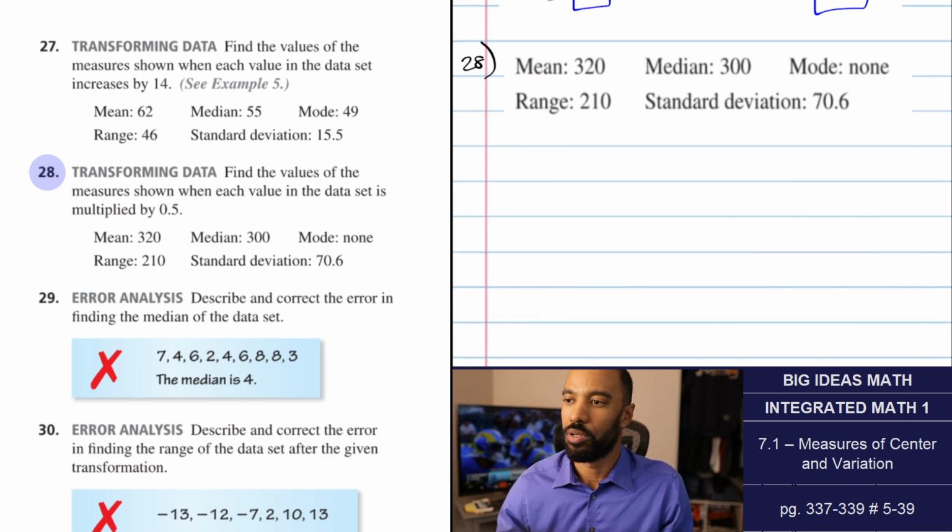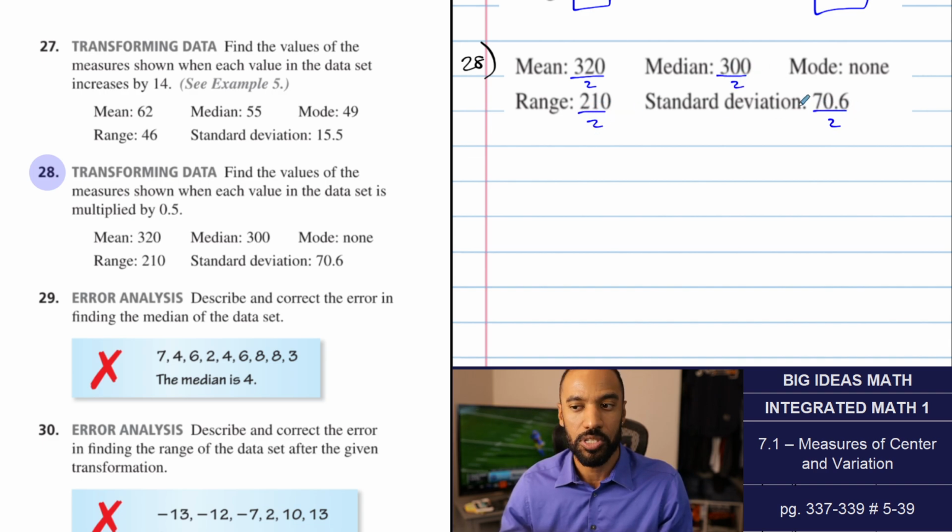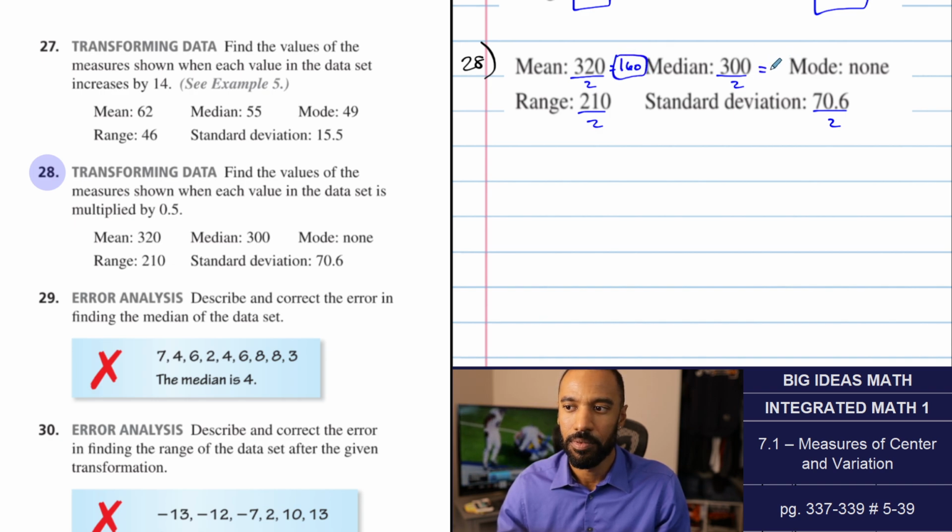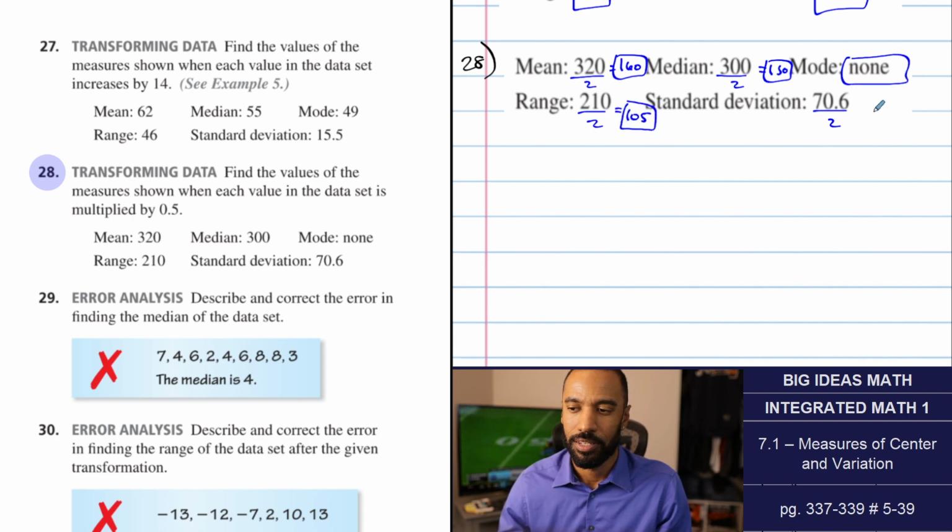So the new values: times 0.5 is divided by 2. So all these are divided by 2. Mode will still stay as none. There's still no change in mode. This is 160, 150, none, 105, half the range that it was, and half the standard deviation that it was, 35.3.